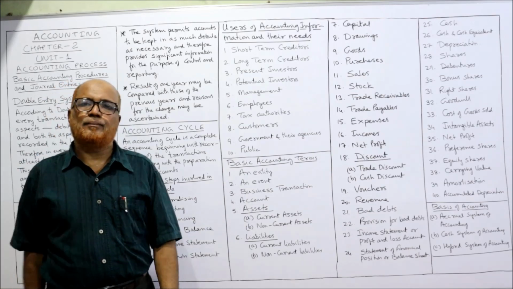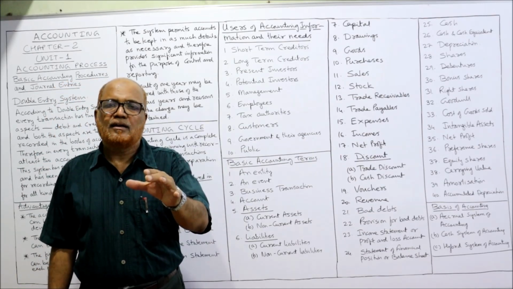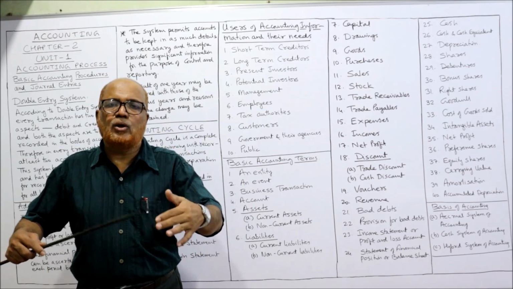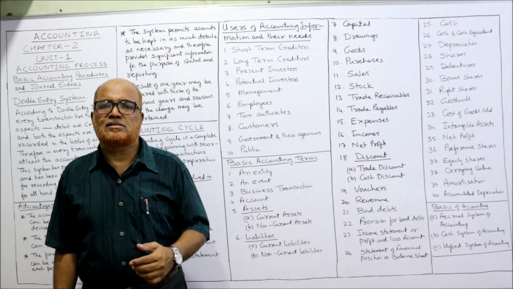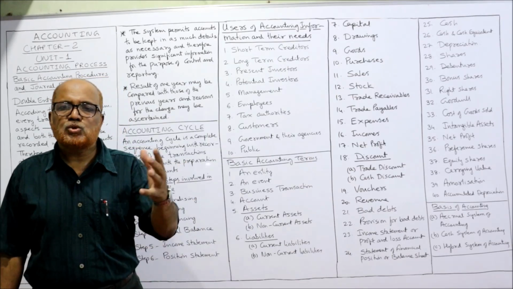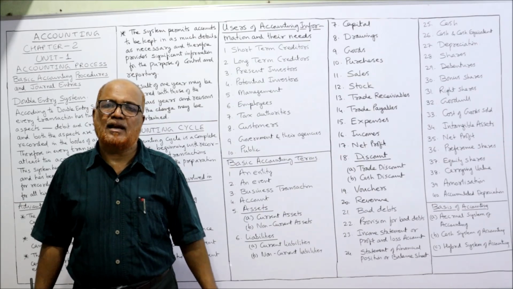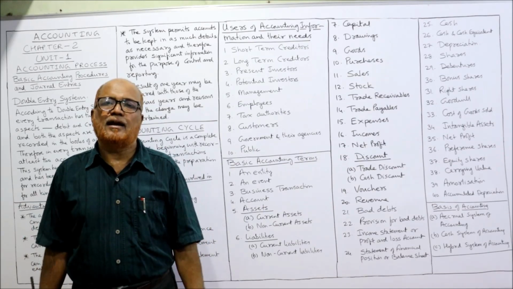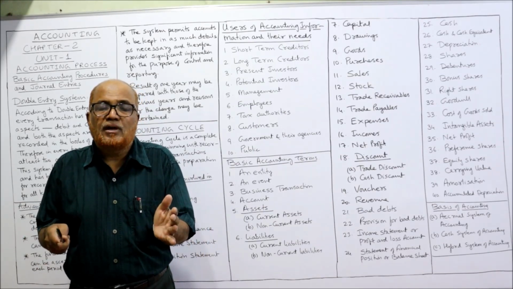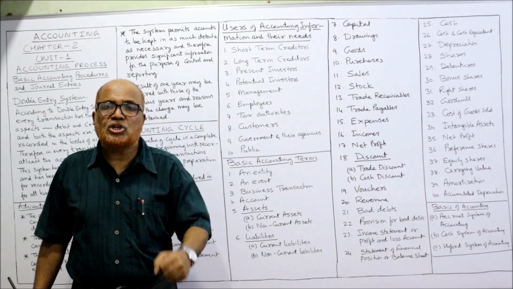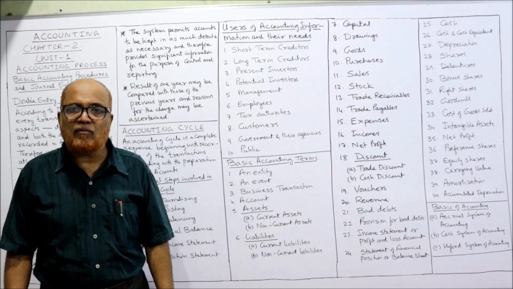First term is entity. An entity is an economic unit which is engaged in doing economic activities. Example, a sole proprietor is an entity, a partnership business is an entity, a company is an entity. It's an economic unit which is performing economic activities in order to attain an objective. The objective may be to earn the profit.